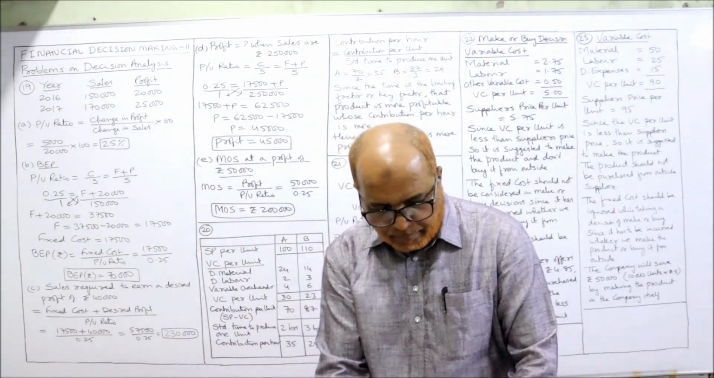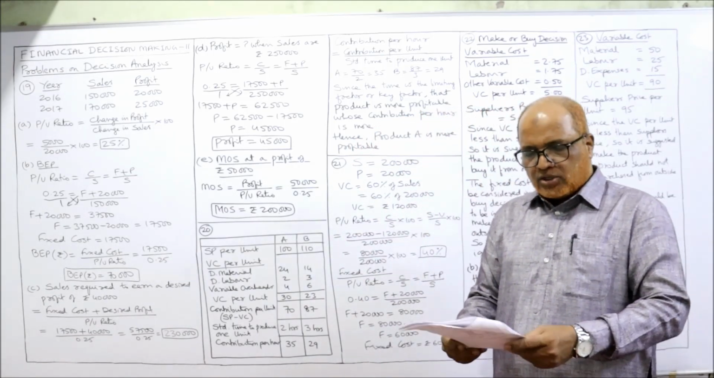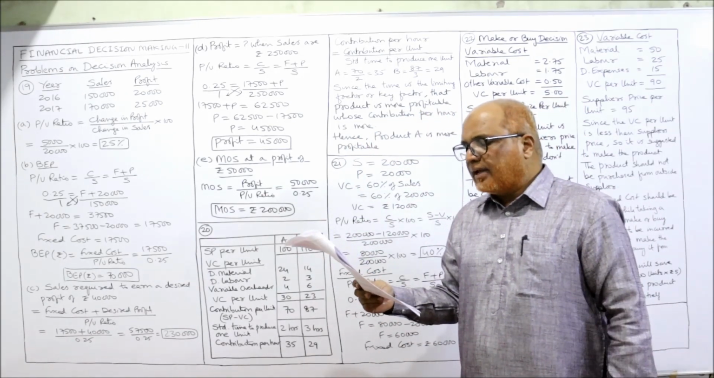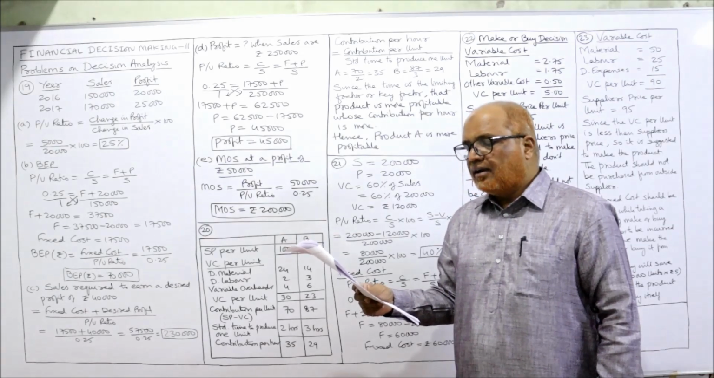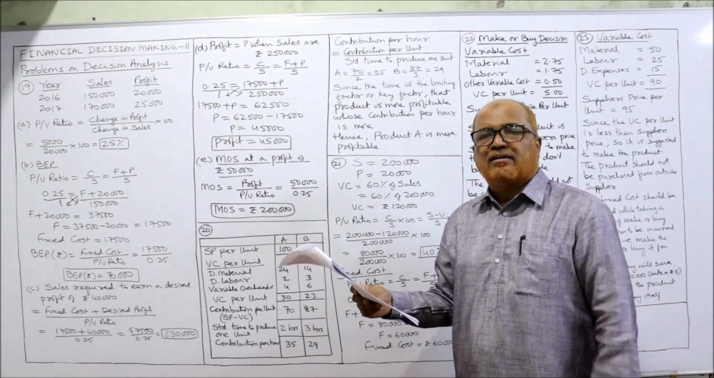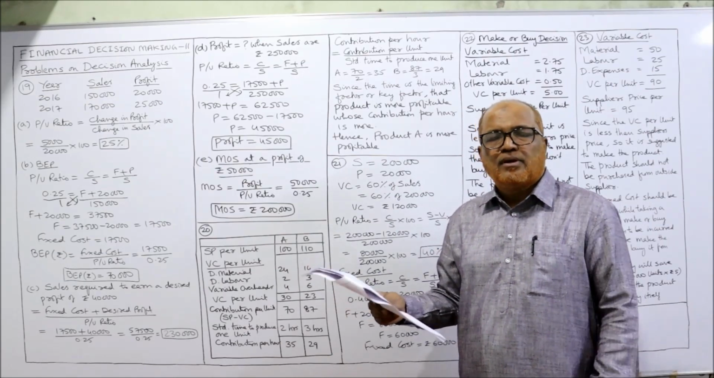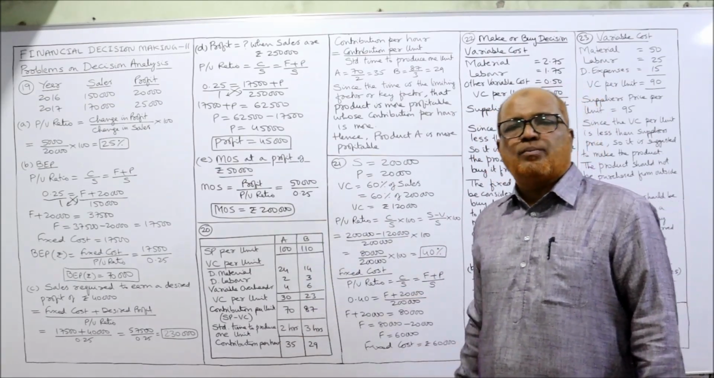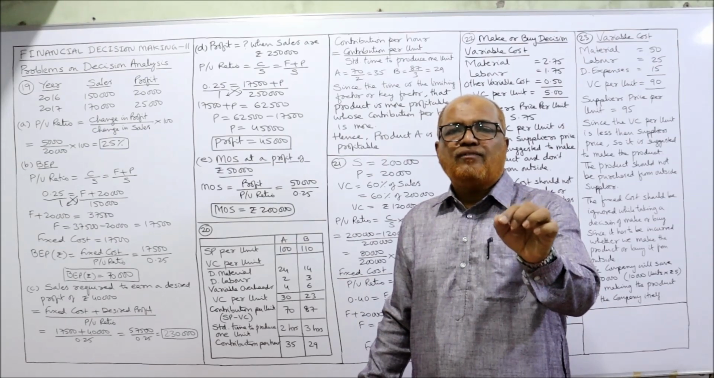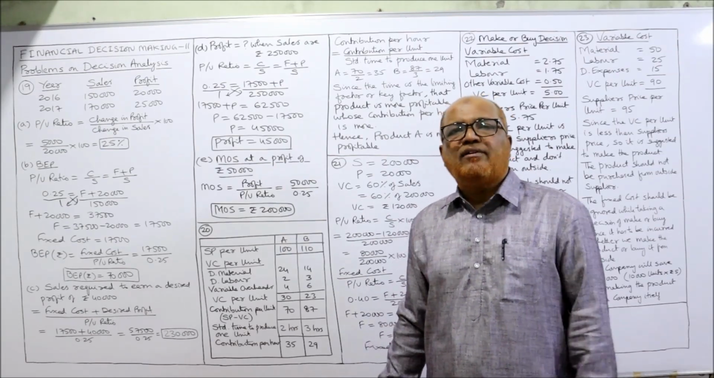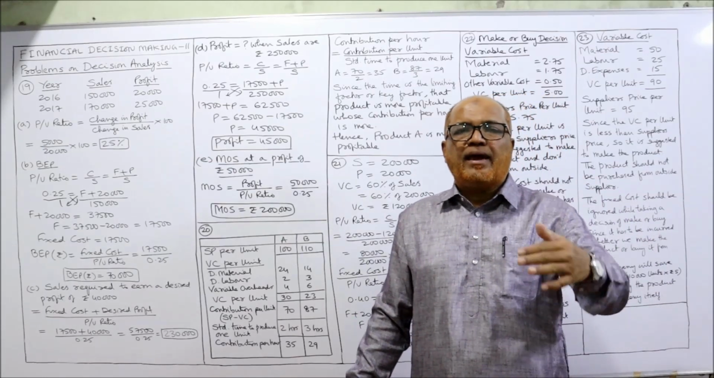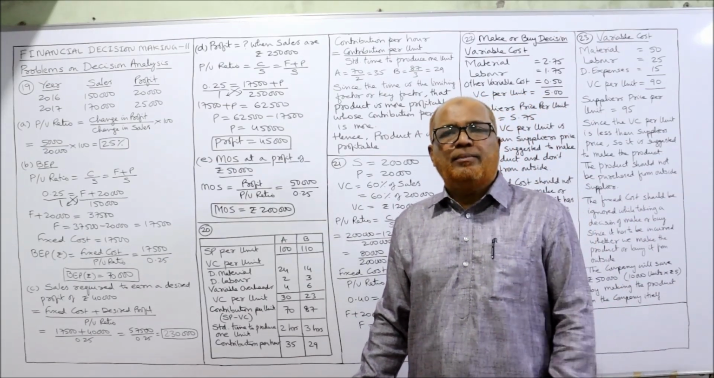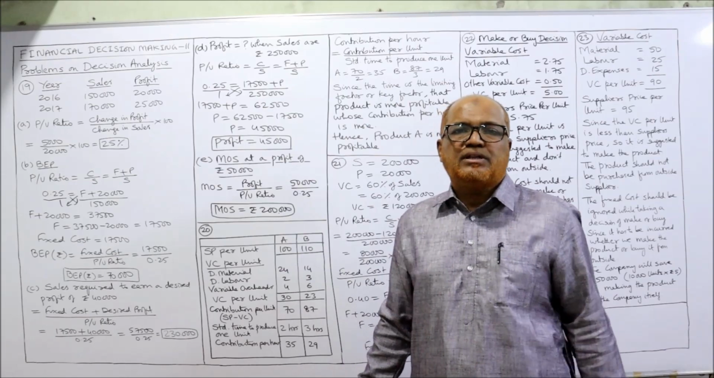Now, problem number 20. The 20th problem. From the following data, which product would you recommend to be manufactured in a factory? Time being the key factor. This is important. This problem is important from examination point of view. This problem is of key factor or limiting factor. In examination, you may be asked, explain about key factor or limiting factor, and problems will also be there.